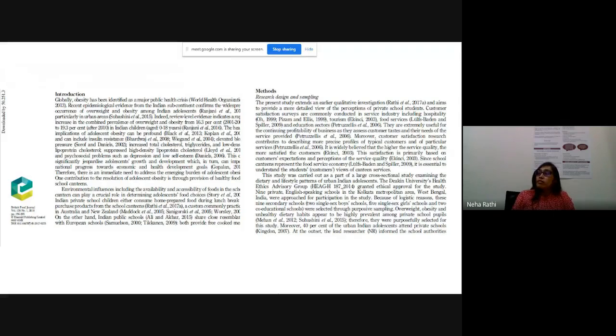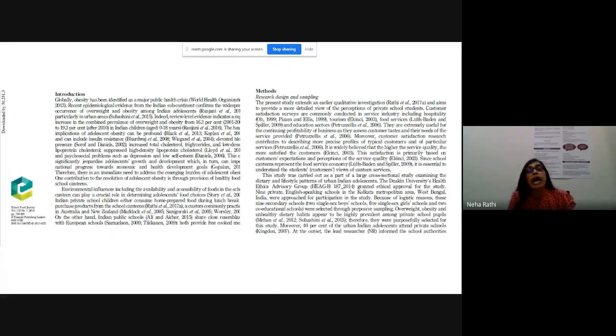Then you move on to write methods. Some journals write materials and methods. And they generally have a template to follow, like research design and sampling. So in research design, you have to mention whether it's a cross-sectional design, whether it's an RCT, randomized control trial. If it's a qualitative study, you write that. What sampling technique you're using. For example, if you're using random sampling, random stratified sampling, or convenience sampling, or snowball sampling, you write the details.